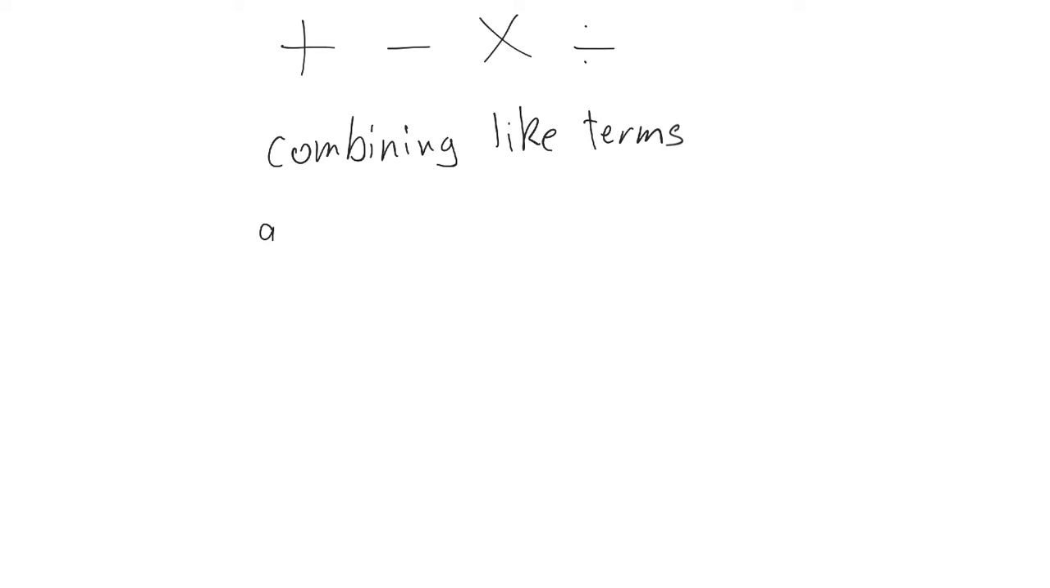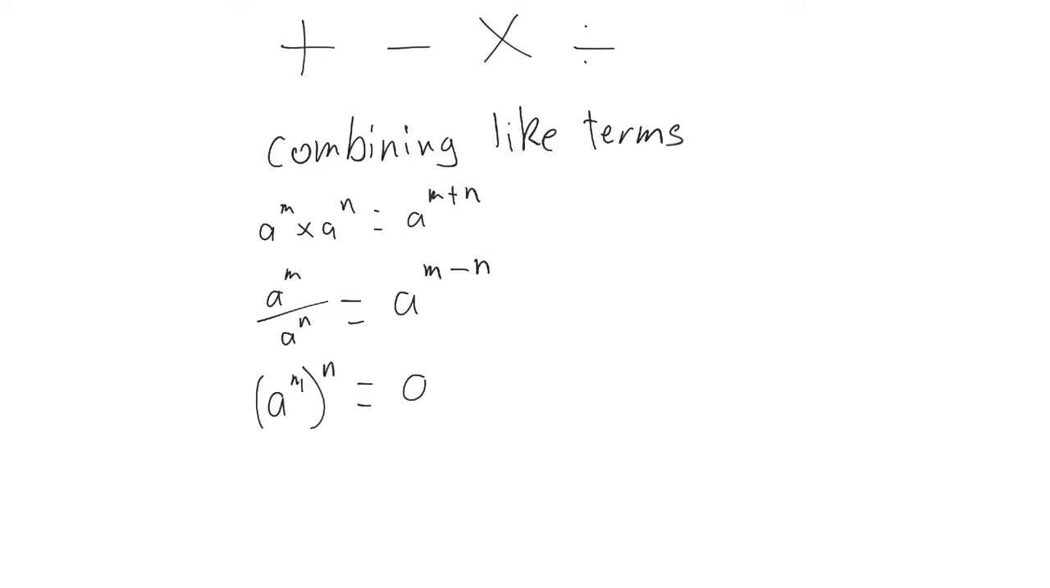So a to the power of m times a to the power of n equals a to the power of m plus n. We've gone through a to the power of m divided by a to the power of n equals a to the power of m take n. A to the power of m to the power of n being the same as a to the power of m times n, and then finally a to the power of 0 equaling 1.